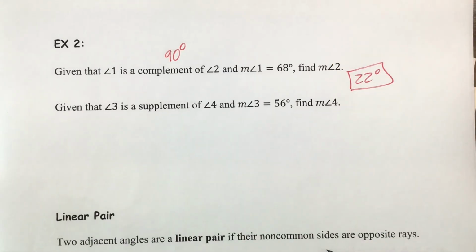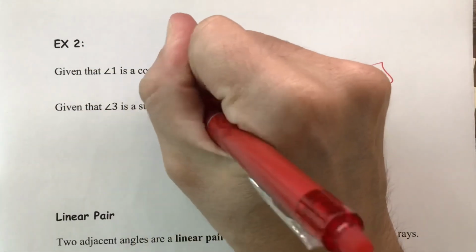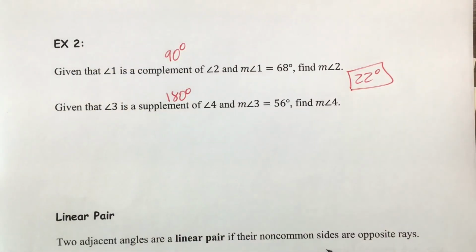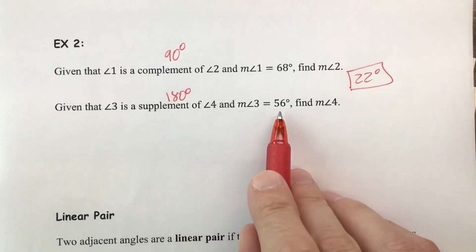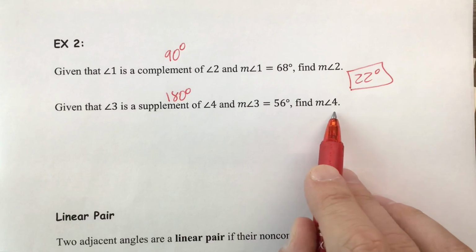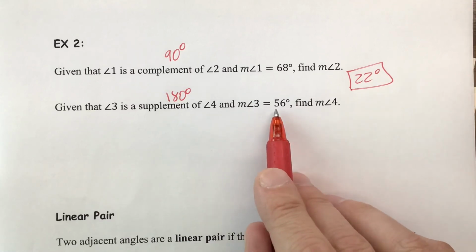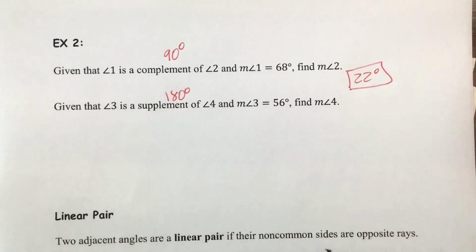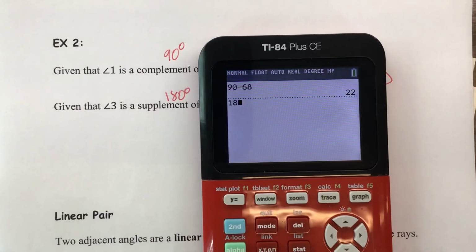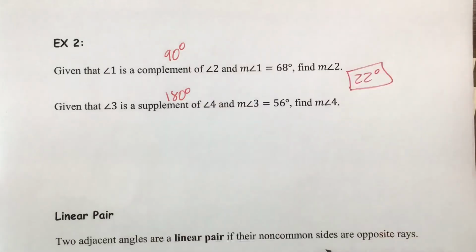All right, given that angle 3 is the supplement to angle 4. Supplement means 180 degrees. Given that angle 3 is the supplement to angle 4 and that the measure of angle 3 is 56, what would be the measure of angle 4? So for that, we'll be subtracting 56 from 180. So take 180 minus 56, we get 124.